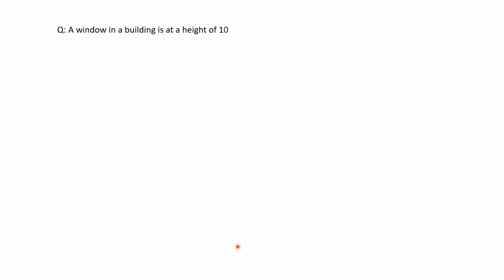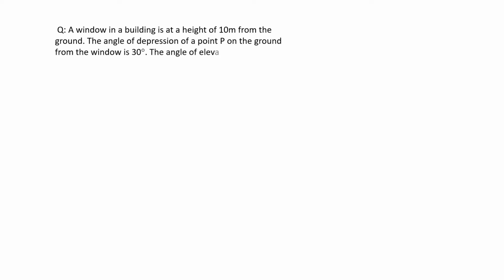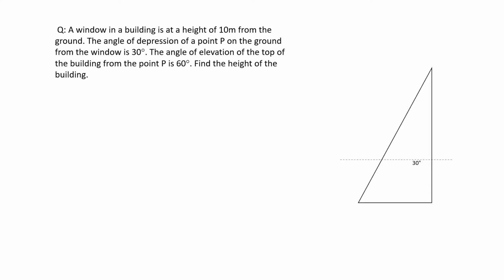The next question states, a window in a building is at a height of 10 meters from the ground. The angle of depression of a point on the ground from the window is 30 degrees. The angle of elevation of the top of the building from the point P is 60 degrees. Find the height of the building. Let's draw the picture.